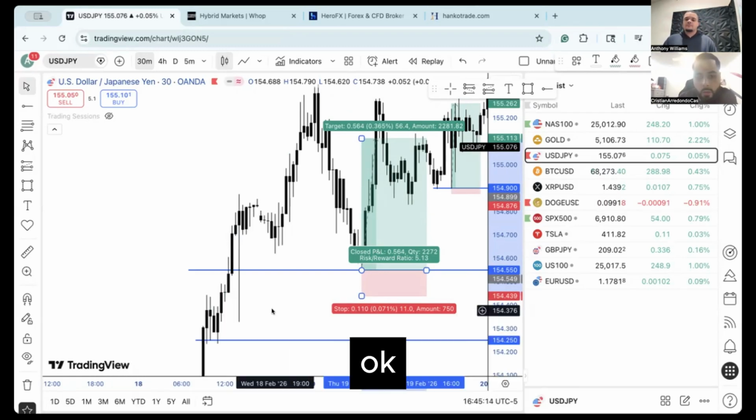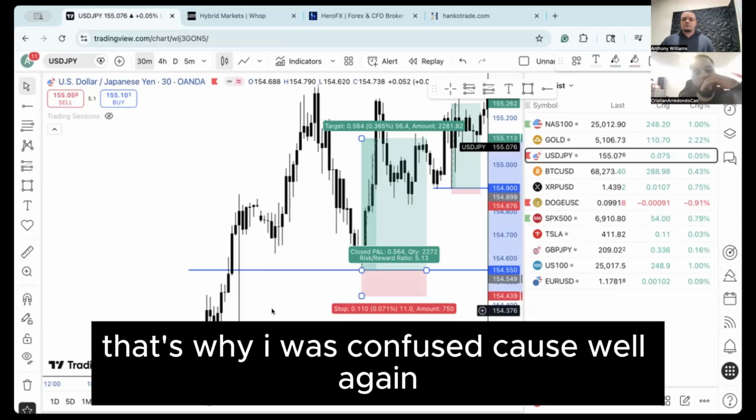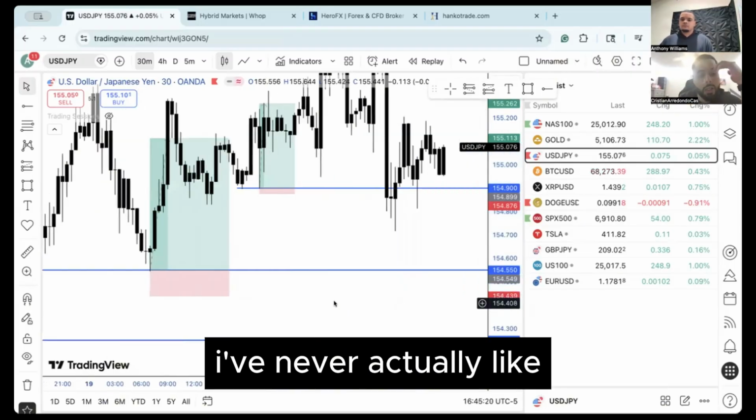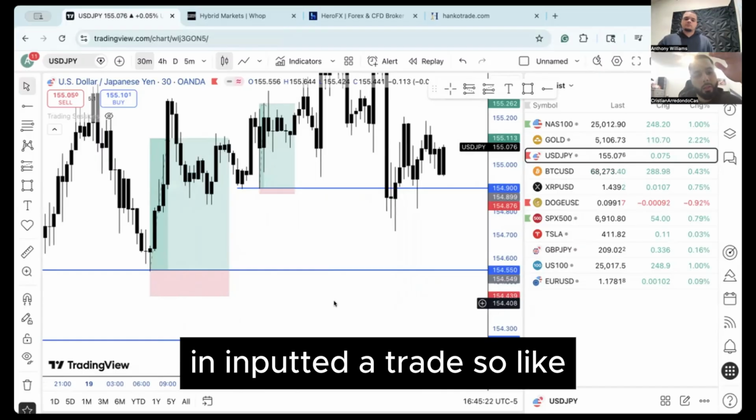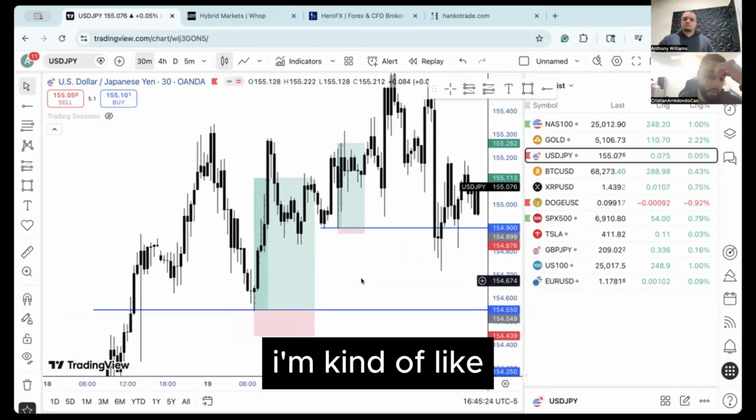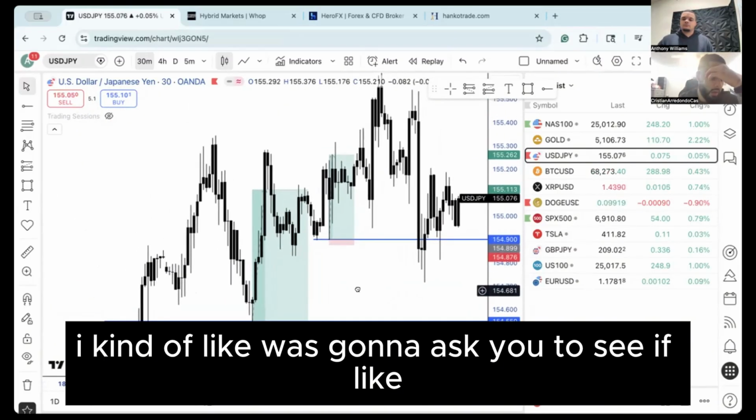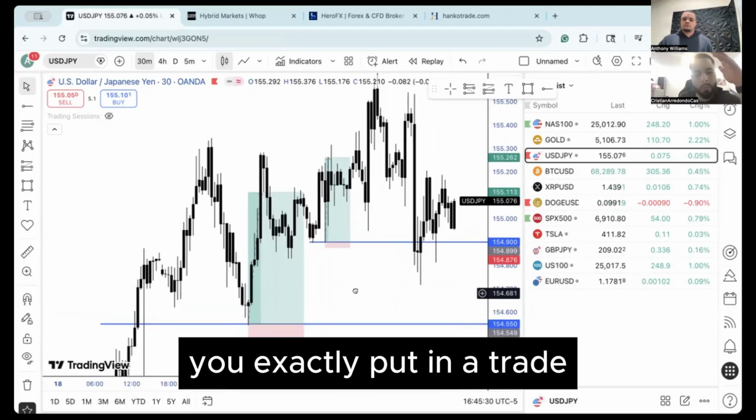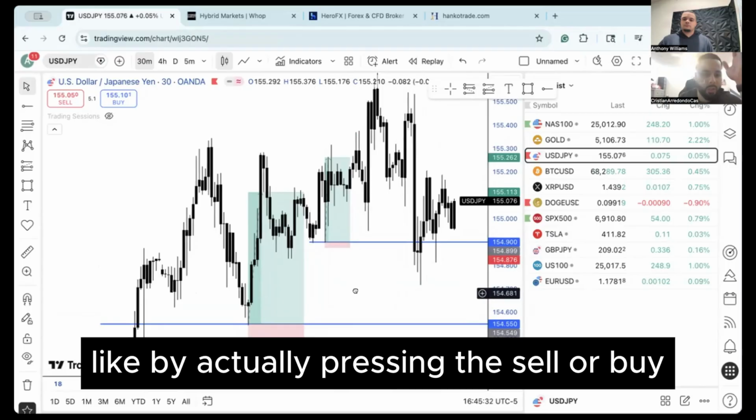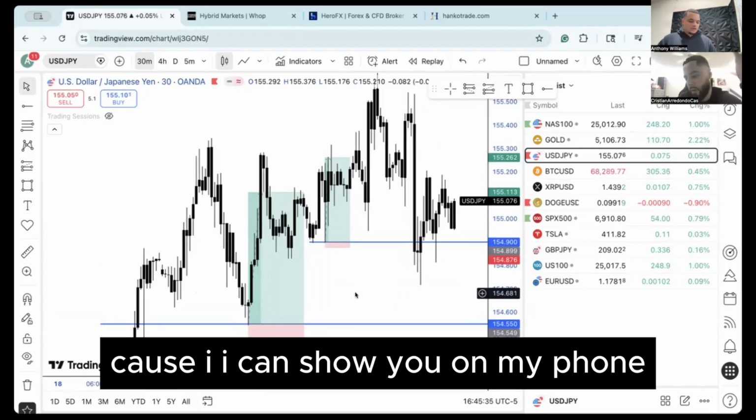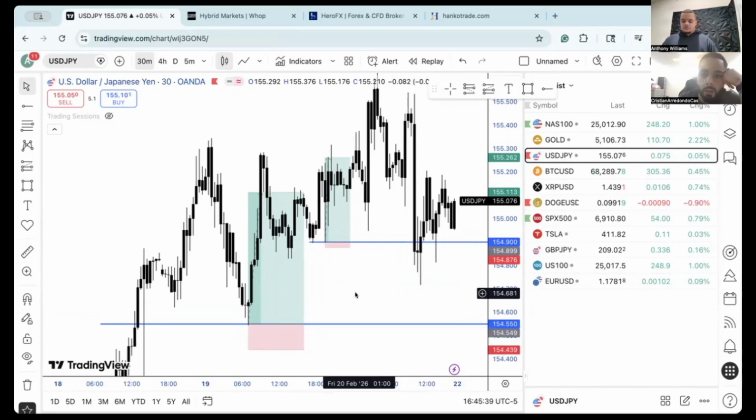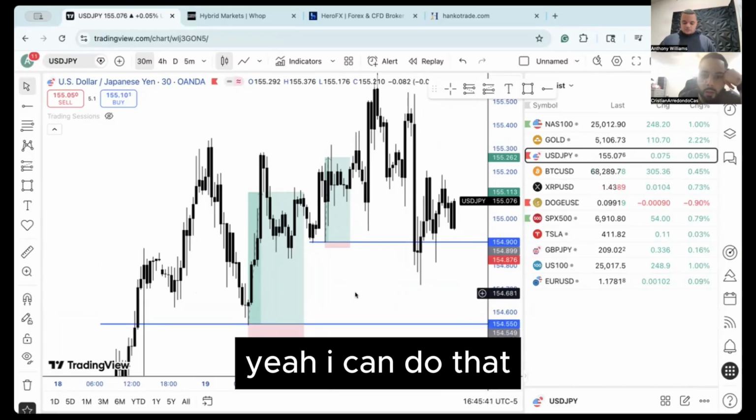Yeah, okay, that's where I was confused, because I've never actually inputted a trade. I was going to ask you to show how you exactly put in a trade by actually pressing the sell or buy, because I could show you on my phone, because that's how I do it. Yeah, I can do that.